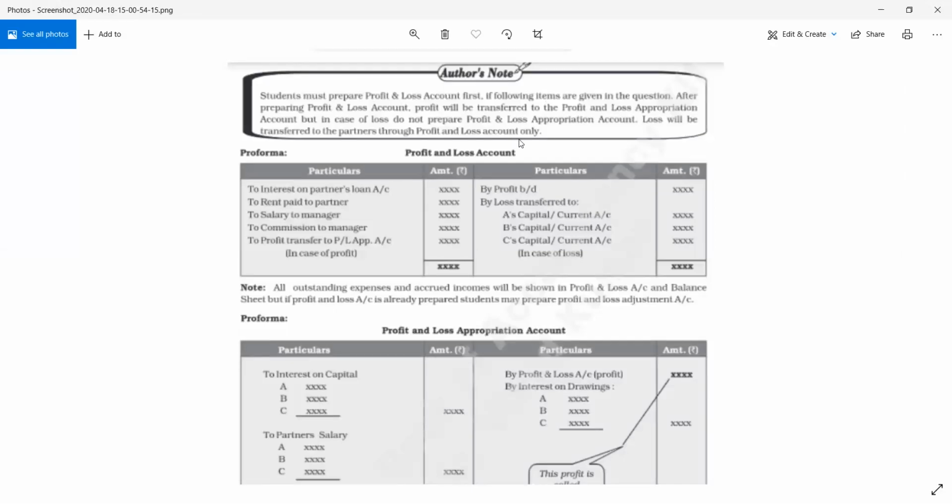So straightforward, I'm coming to the sum. We are discussing the fundamentals or the basics of partnership. Till the last class, we have discussed the journal entries related to the profit and loss appropriation account, as well as how the loss is to be shared from the profit and loss account. So today we will go with the profit and loss appropriation account. So remember that.